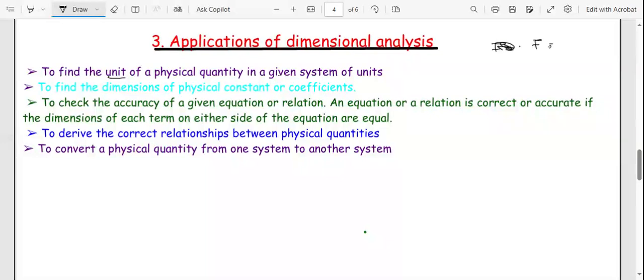So acceleration is equal to what? Okay, so let me do this. Acceleration is equal to what? Velocity over time, right? So that is the acceleration. So to find the units of a physical quantity, to be able to find the units of this in a given system of units. So these are the given system of units.